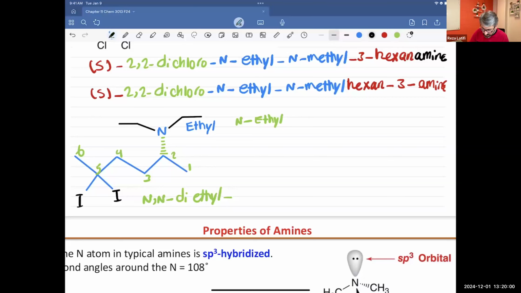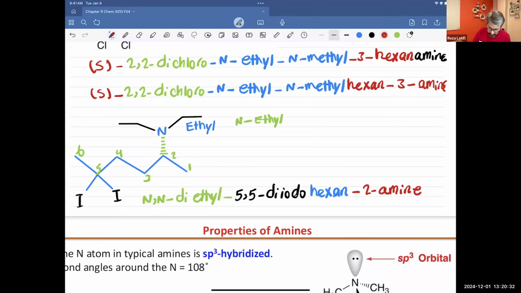Now we have on the 5th carbon two iodo, so we say 5 and 5 diiodo. And then we have 6 carbons, so we will say hexen, and then we will say dash 3. Oh, sorry, 2. And then I go amine.